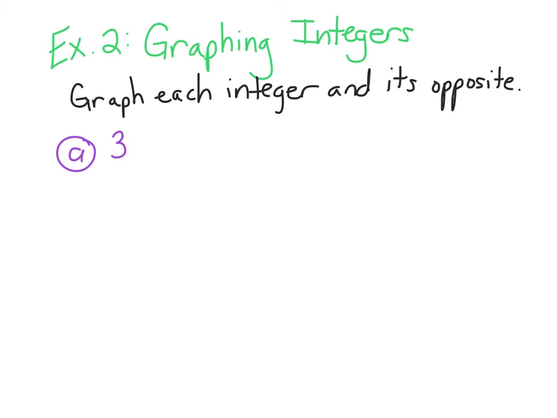Example 2 has us practicing graphing integers, and this is somewhat similar to what we were doing with the number lines in the activity for 6.1, but specifically make sure you watch for directions because it does say to graph each integer and its opposite. So every number line you do is going to have at least 2 integers on it. The first one, like for instance in this case it's 3, and its opposite. So you might want to just remind yourself right now that the opposite of 3 is -3 because you're going to need to graph both of those on your number line.